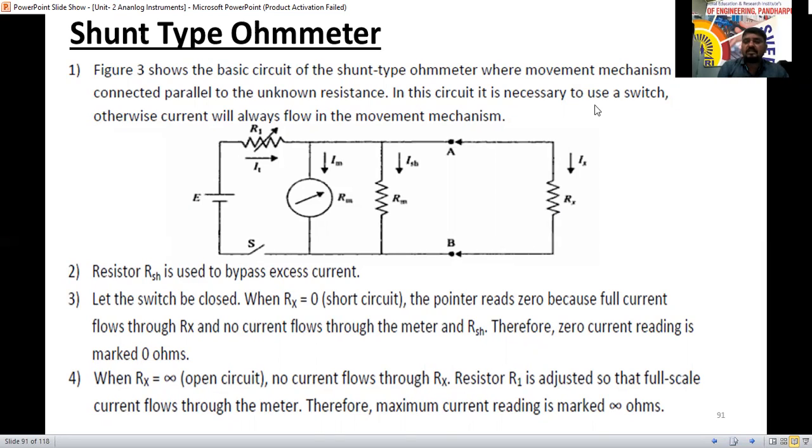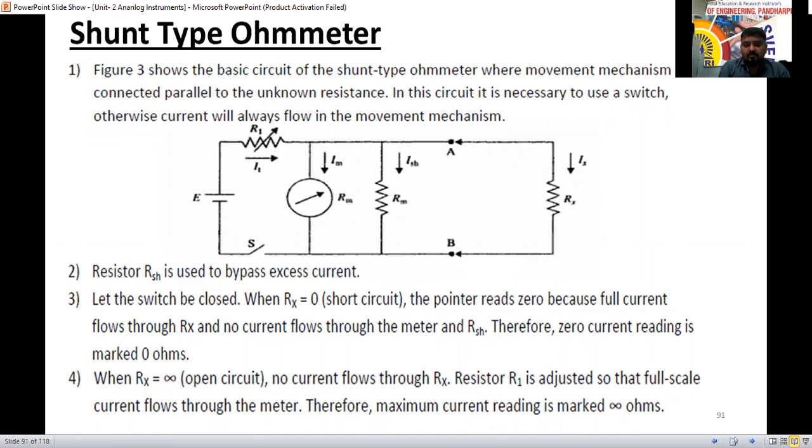In this circuit, it is necessary to use the switch, otherwise current will always flow in the movement mechanism. Otherwise what will happen? This is the nearest path, so it is going to rotate only here. So the resistor RSH is used to bypass the excess current. Whatever the rated current we use, the excess current is there. To bypass that, we have used one extra resistance, that is the RSH path we have created.